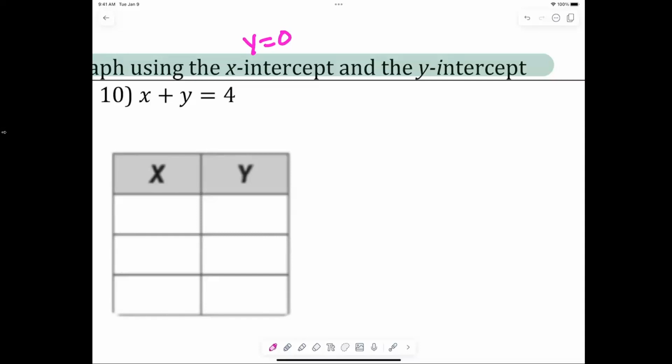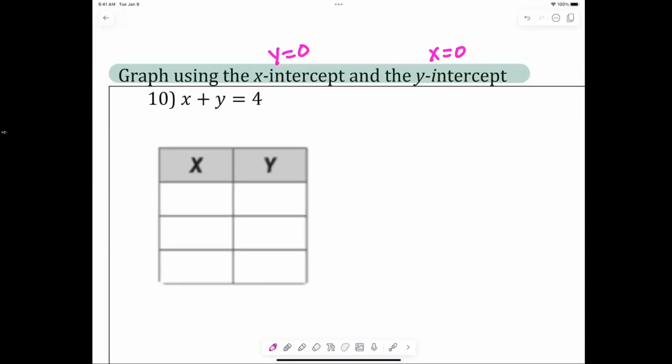The x-intercept is where the line crosses the x-axis. It crosses the x-axis when the y equals 0. So if the x-intercept is when the y equals 0, the y-intercept is probably when what? When x equals 0. That is correct. So now I need to plug in 0 for y, and then I'm going to plug in 0 for x.